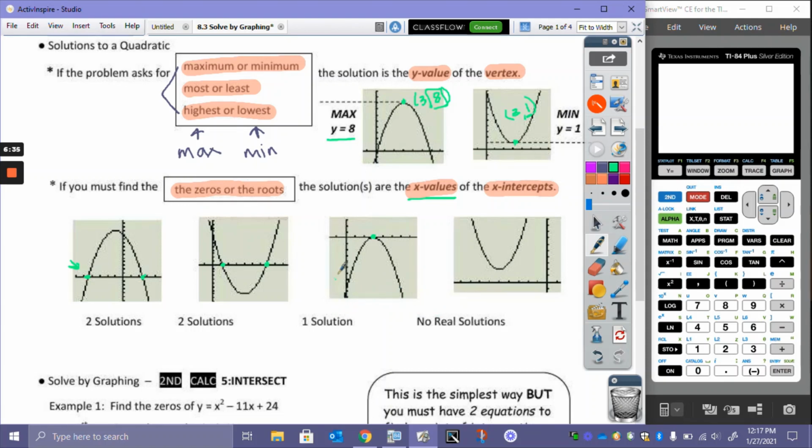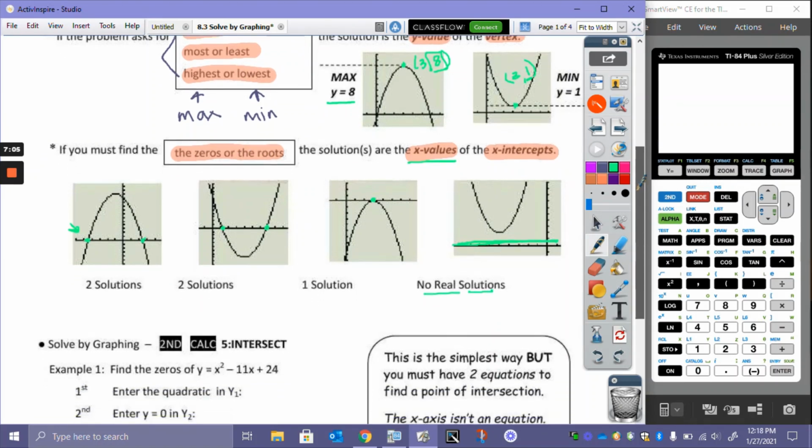Right, now notice that this parabola is a little bit shifted. So we're only touching the x-axis at one point. So here we're going to have one solution. And then if we don't touch this x-axis at all, which notice we're not touching this x-axis at all, there is going to be no real solutions. The biggest thing here is just to memorize what you're looking for depending on what the question is asking you. Maximum or min, zeros or roots, okay?